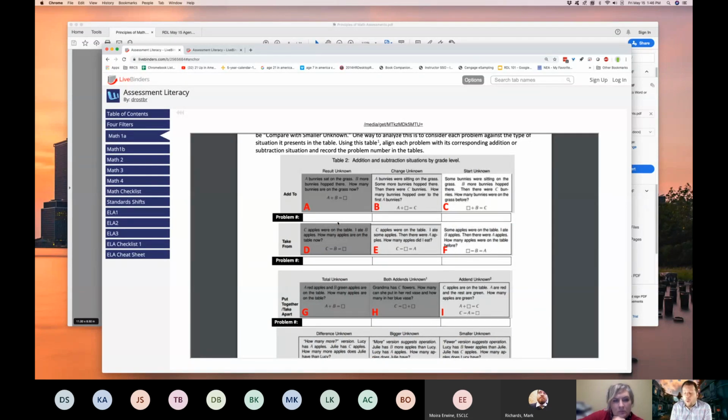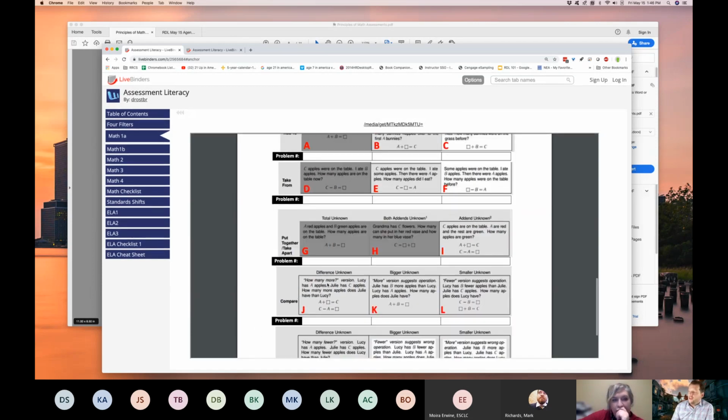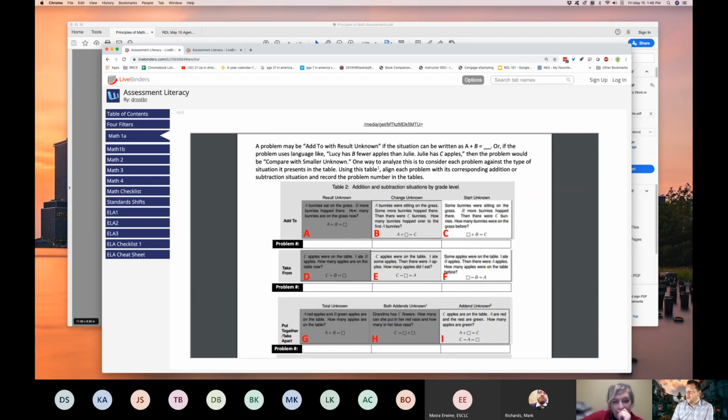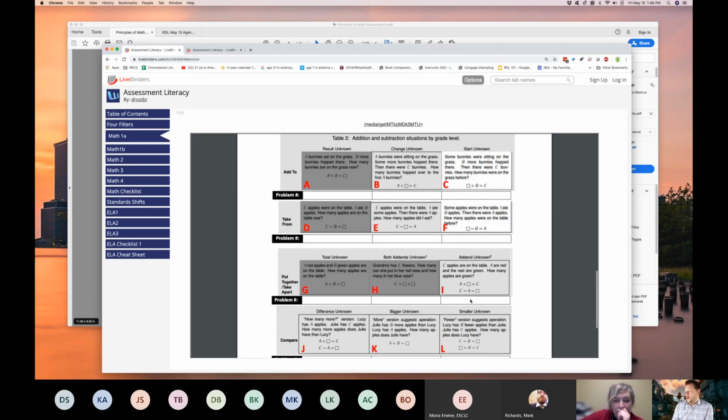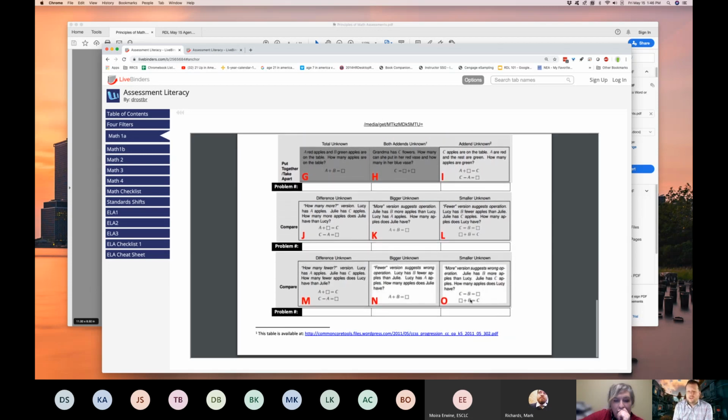What we know by research that was done by Ohio State University in our state, as well as other states, is when teachers write assessment questions off the fly, they stay in this first column. These are all the typical things: a bunny sat on the grass, B more bunnies hopped there, how many bunnies are on the grass now? We know mathematically that that's not where kids struggle. We know that if we want to get them progressed up to algebra, they need to get into these places that are called start unknowns, or an add-in unknown, or a smaller unknown, and so forth.